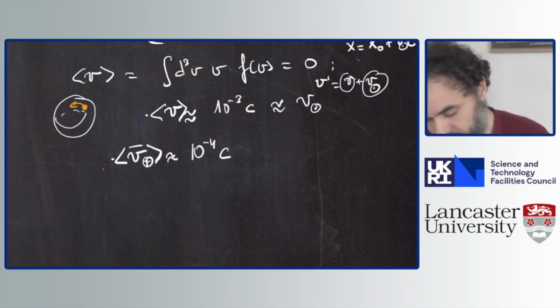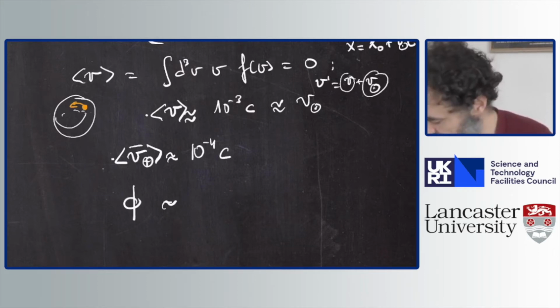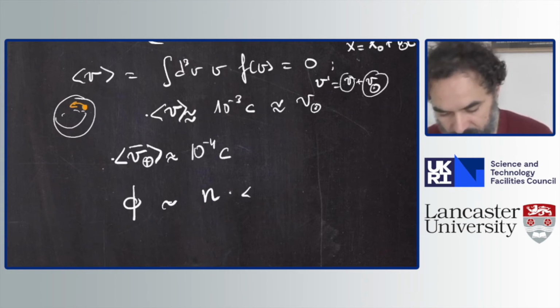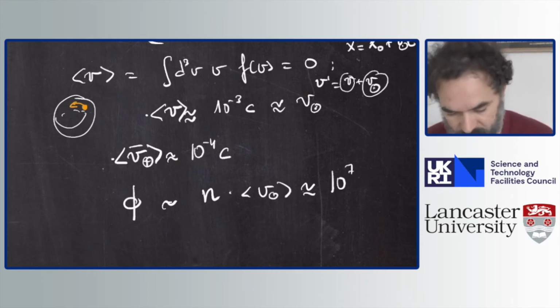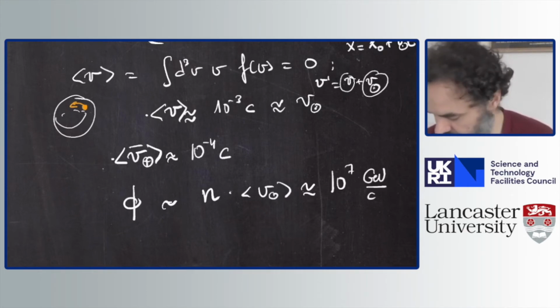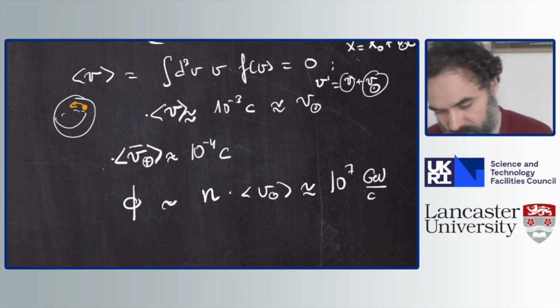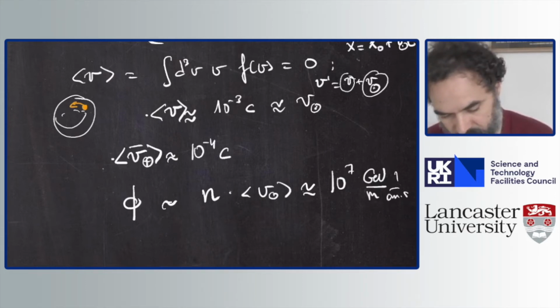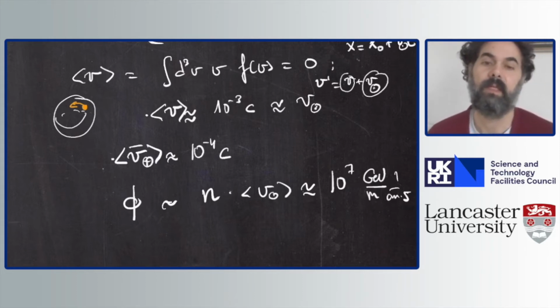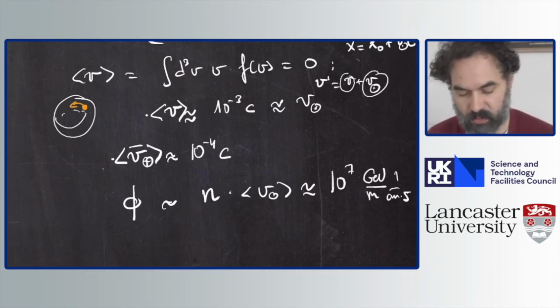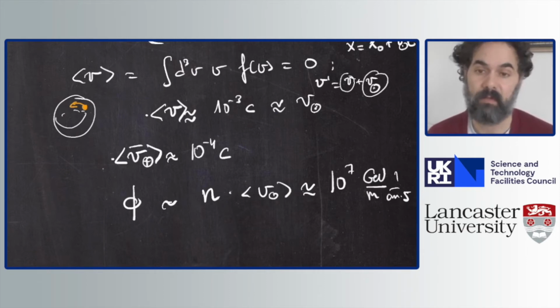Finally, this means that the flux is given by what? Number density multiplying average velocity of the Sun, 10 to the 7 GeV per meter divided by centimeter per second. This is just some random units, but this is the kind of flux that you have in your laboratories coming from dark matter.